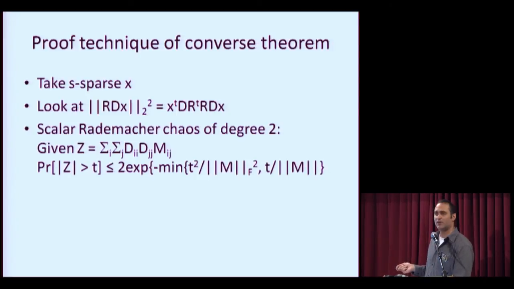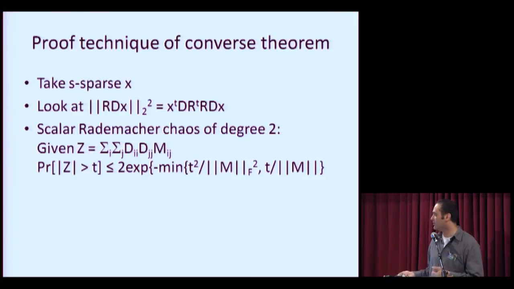Now, where's the randomness here? It comes from this diagonal. Now, you can sort of assume for reasons of symmetry that this diagonal matrix is independent of this diagonal matrix, even though it's the same thing. Okay, this symmetrization argument. And then this random variable looks like this. You have the sum of the ith diagonal element times the jth diagonal element times some number m_ij, which you can read from this expression. Okay, it depends on X and on the RIP matrix.